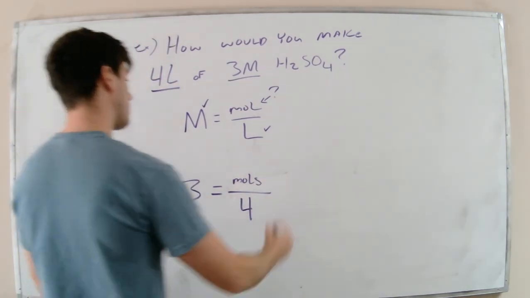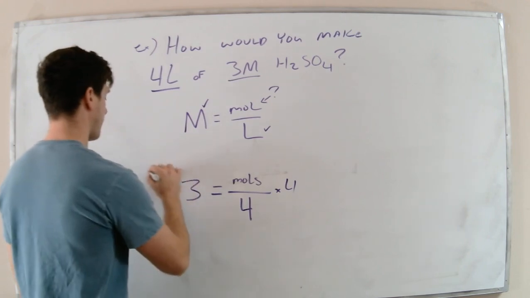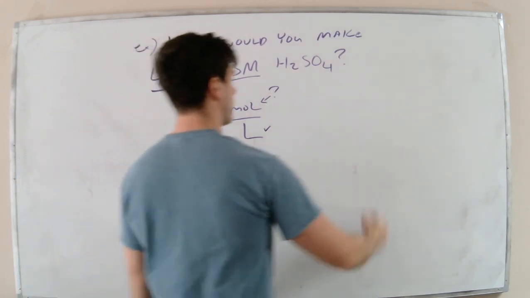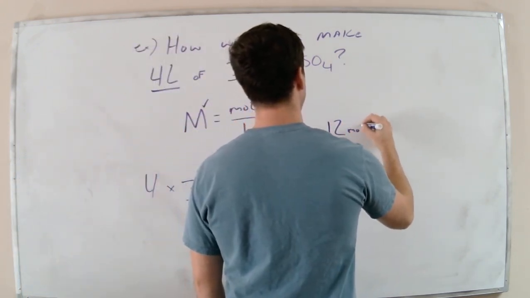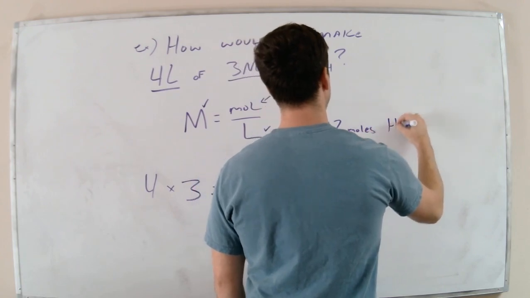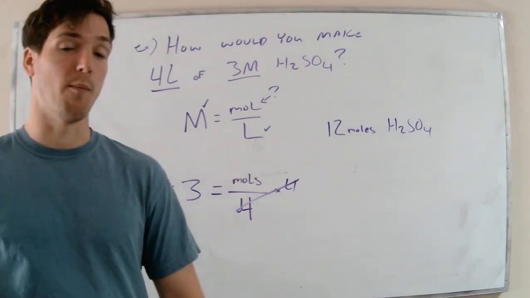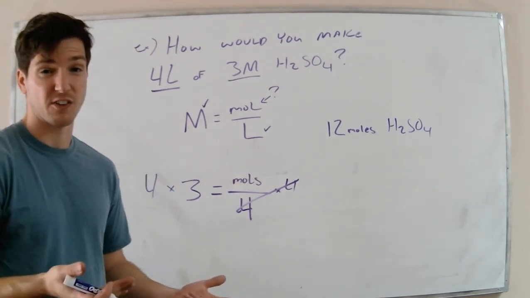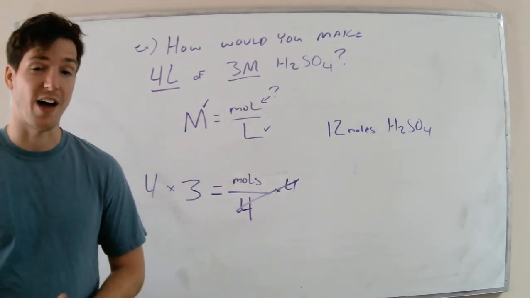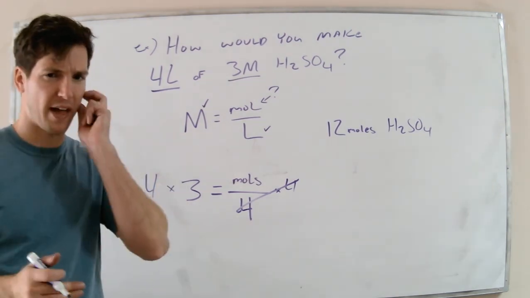Okay? So we got to get moles by itself. We times by 4 on both sides. We're going to have 12 moles of H2SO4. Well, again, I can't measure out moles, right? 12 moles of hydrogen gas and 12 moles of iron are 2 totally different masses, right?